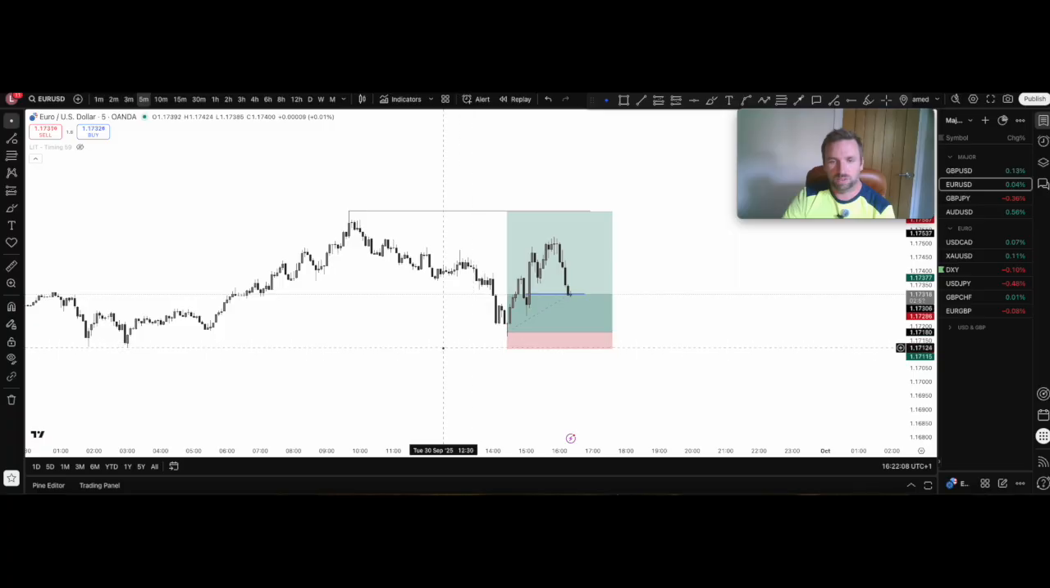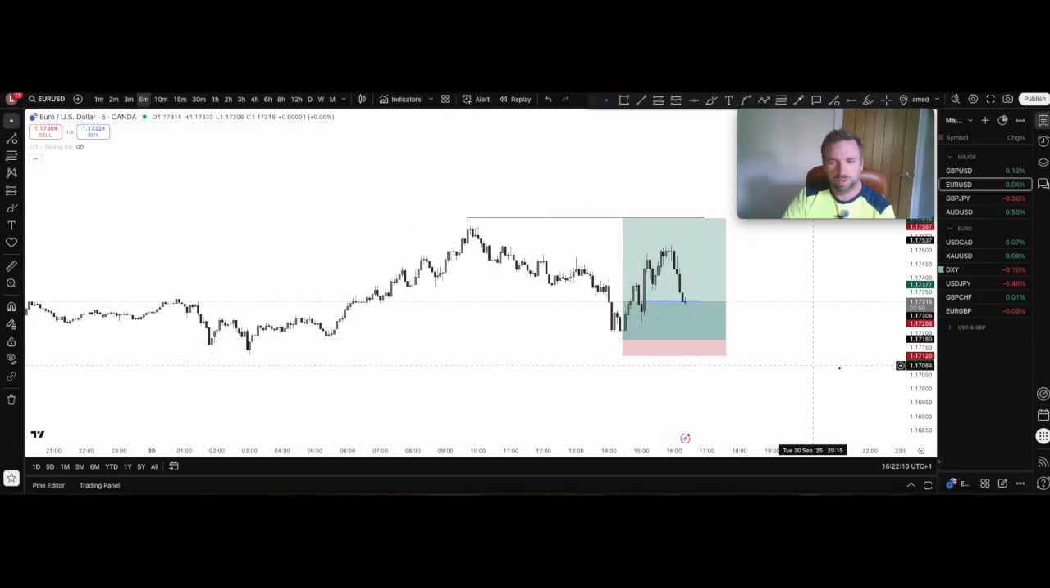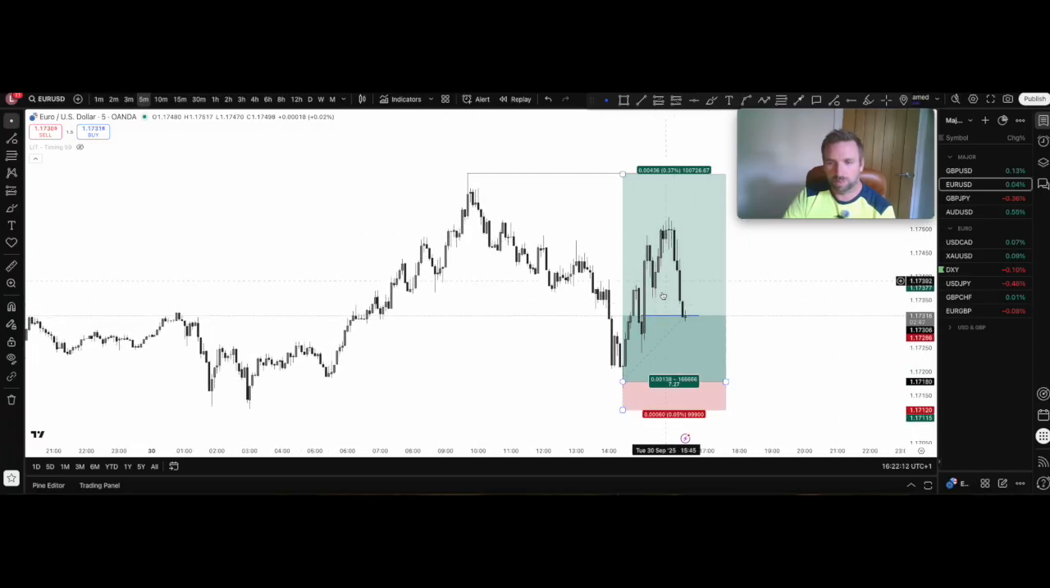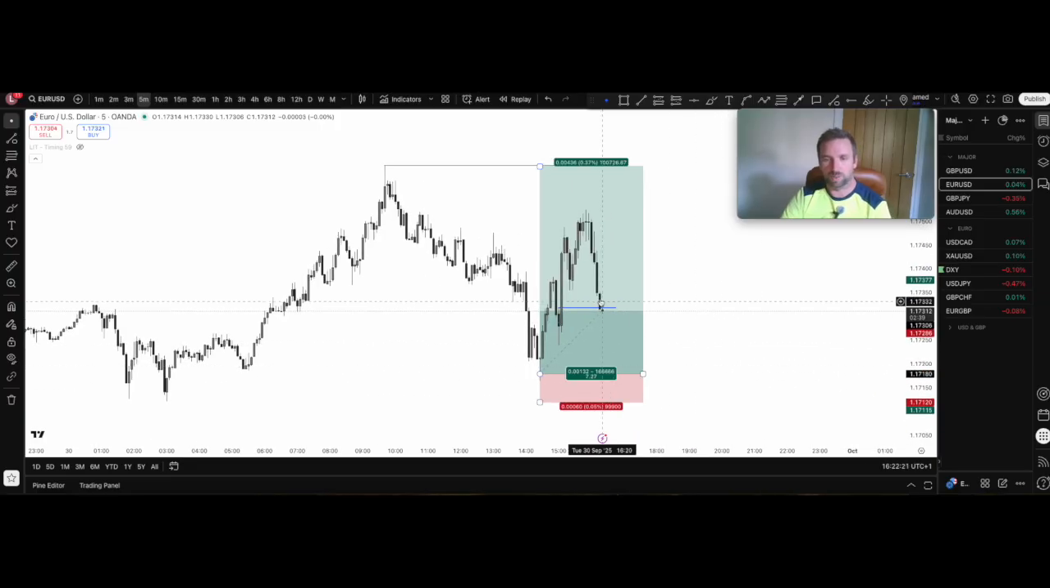EU is not looking too good. It's not looking great. I would have liked to see it push, but it's got to respect this low, to be honest, for us to keep driving up. If it doesn't respect this low, I'm probably going to take a break even on it. But that's it from me.